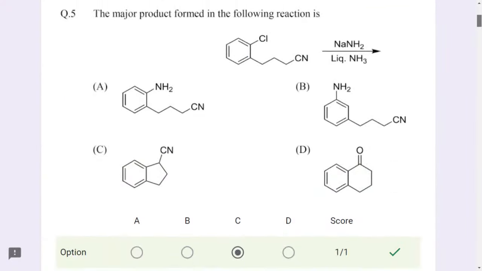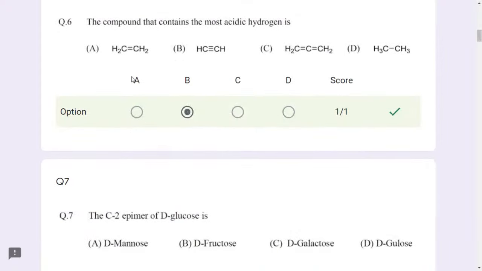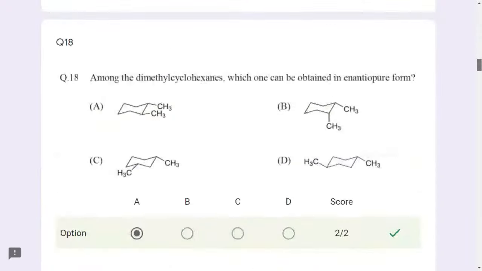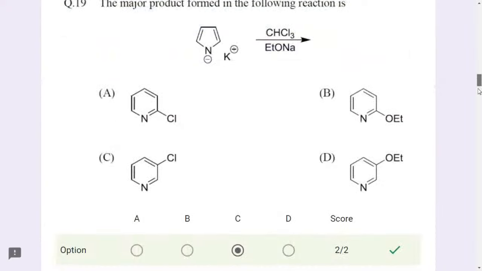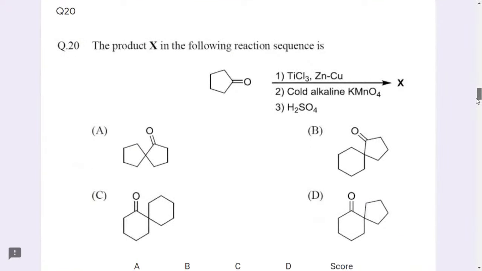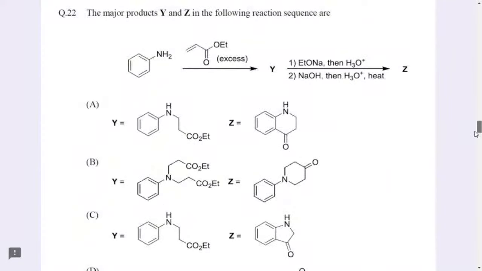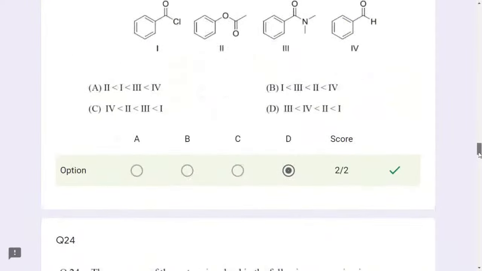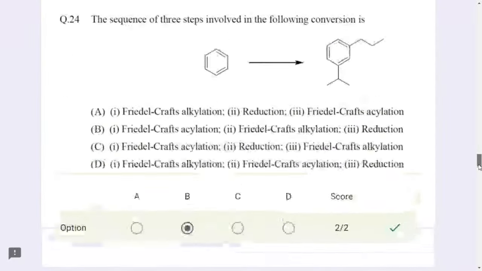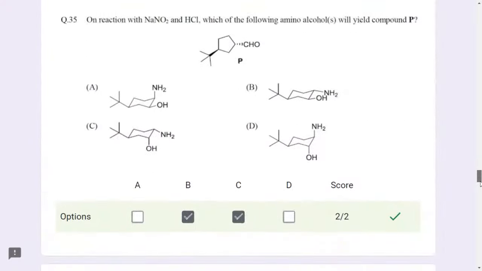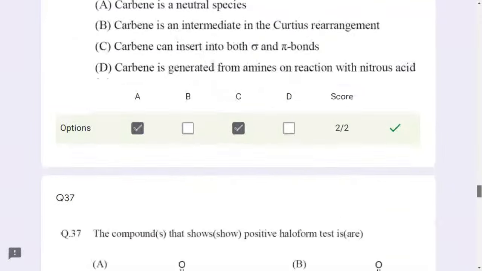The major product formed in the following reaction is option C. This is acidic hydrogen. This is ethylene. This is mannose, and this is the order of carbocation stability. Among the dimethyl cyclohexanes, the enantiomerically pure compound is A. This is the Reimer-Tiemann reaction. This is the pinacol rearrangement. It is the Diels-Alder reaction. This is Michael addition followed by Dieckmann condensation. This is an IR based question. Friedel-Crafts acylation followed by alkylation. This is diazotization and SN2 reaction. This is a carbene theory based question.